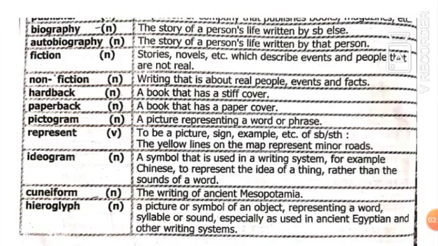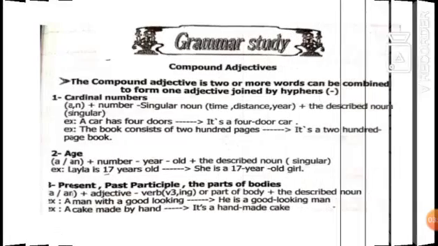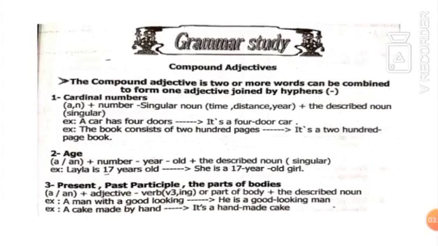Now let's move to the grammar structure. The grammar of this unit is about compound adjectives. We have taken before adjectives like tall, short, fat, thin, okay, but today we are going to talk about compound adjectives. Compound adjectives consist of two or more words that can be combined to form one adjective, joined by hyphens.